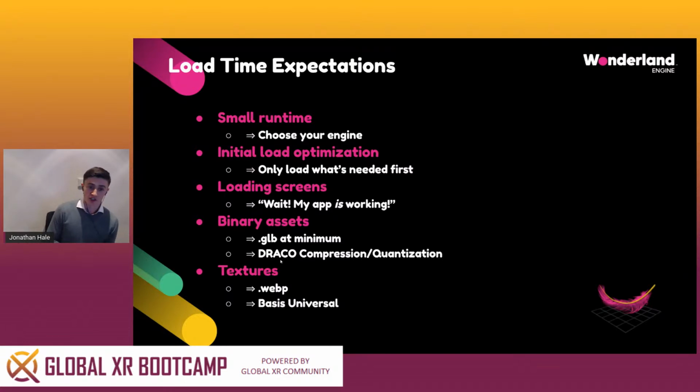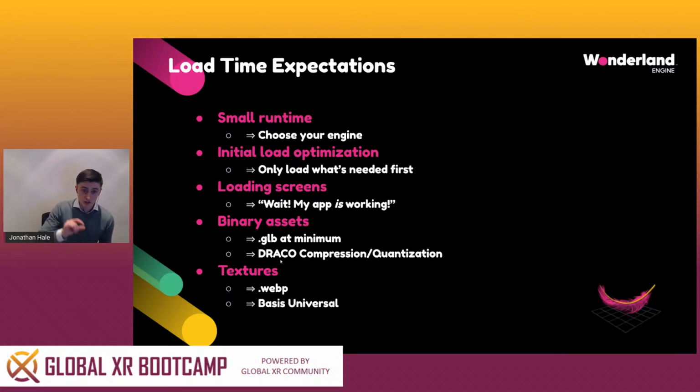So try to at least use GLB at minimum. GLB has the biggest portion of the data in binary already, and that can just be taken and shoved over to the GPU. It still has a small JSON, so what you can do there is try to use a fully binary format, like Wonderland Engine does, for example, for runtime.